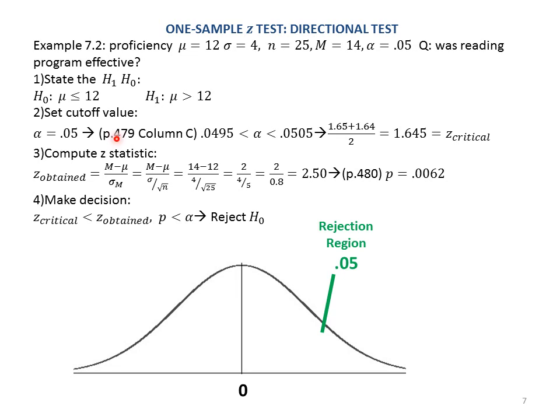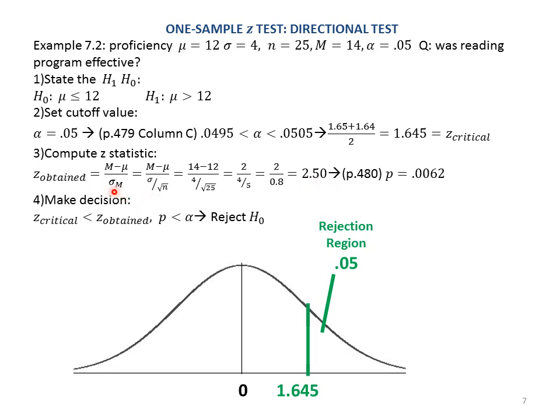And if you go to page 479 in column C, to look for the alpha value of 0.05, and you can't find it, but because it's in between two values, we find the z-score for these two values and divide them by 2, and that's our critical value. That's 1.645. And step 3 will compute the z-statistic, the obtained value. So the obtained value is 2.5.